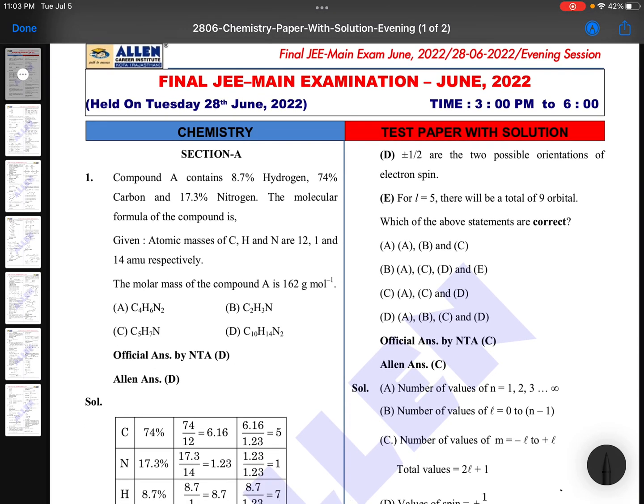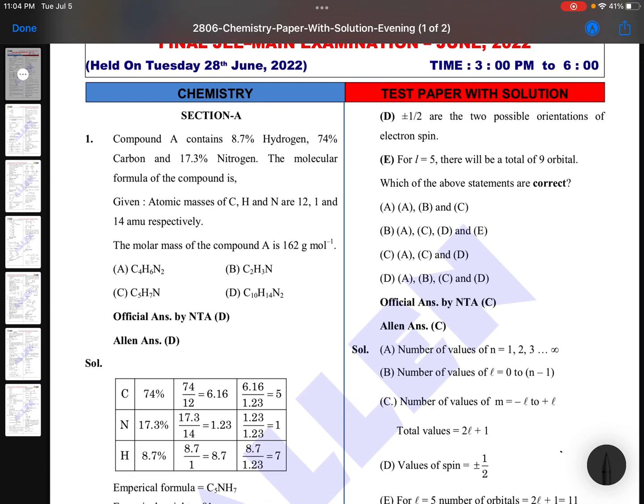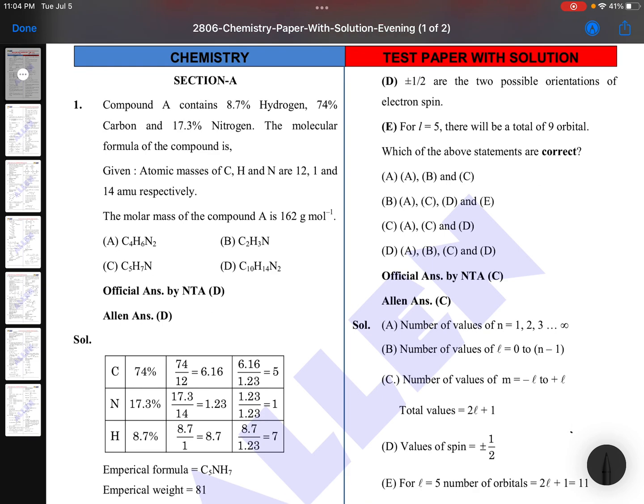This is Alan's paper, final JEE Main examination held on 28th June, from our inside after the NTA key. This paper we have already discussed, but I think a few questions, some 4 or 5, we may have missed. Once we'll check whether we have covered these questions or not. Compound A, 8.7% hydrogen, this question we made, and the answer also we got the correct answer there.